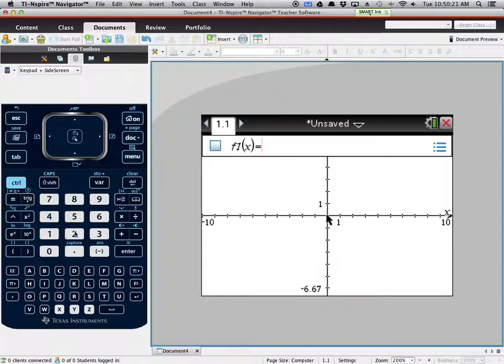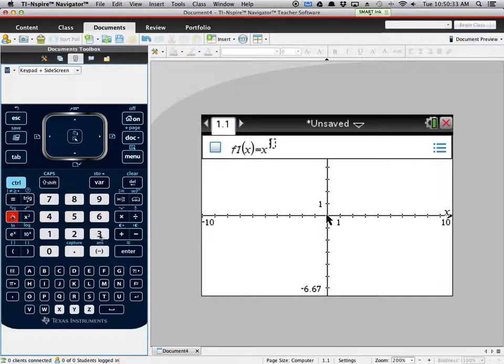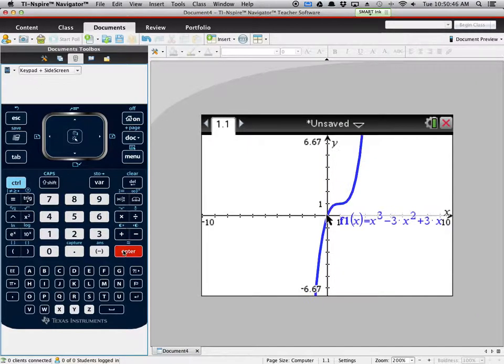Add a graph. Now what do I do? What should I do on that first one instead of plugging it in like they have? Distribute the x is what I would do. So x cubed. I just did x times the parentheses, yeah, that's fine, you can do that too. Minus 3x squared and plus 3x.